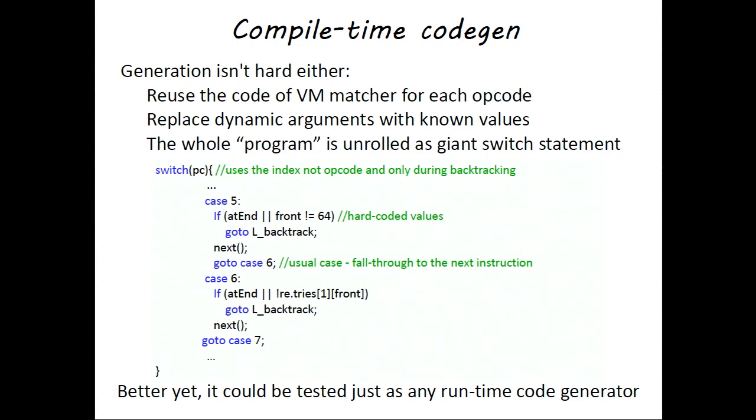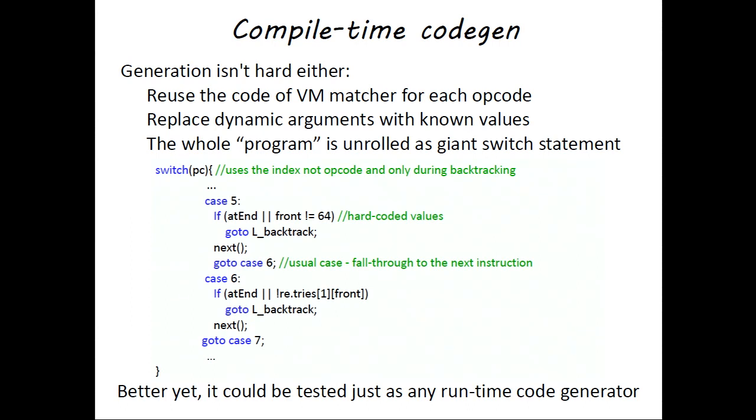Then we replace dynamic parameters with compile time values. And the whole program gets turned into a switch statement. Well, like I said, it's not exactly what you'd write by hand, but it's pretty, I'll say, easy to understand.